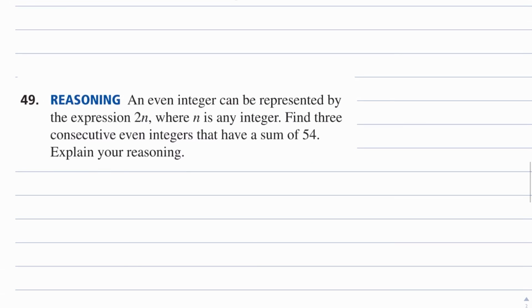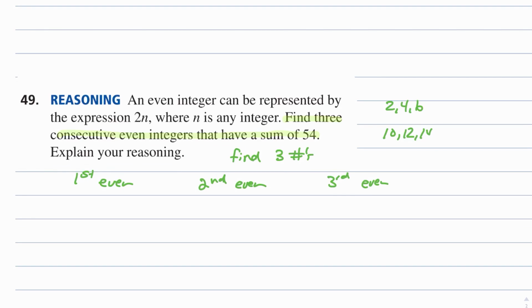Moving on to 49, an even integer can be represented by the expression 2n, where n is any integer. So we need to find 3 consecutive integers that have this sum. Again, we were given a command, so we need to find 3 numbers: the first even, the second even, and the third even. So maybe it's like 2, 4, and 6. Maybe it's 10, 12, and 14, so on and so forth.